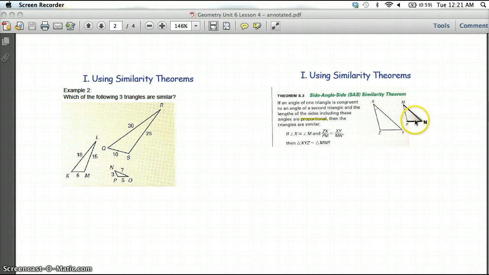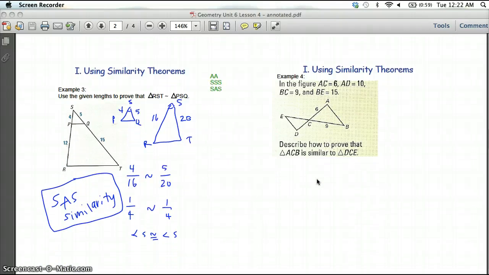sides that are proportionate. So here we have triangle XYZ is similar to triangle MNP. We would need to prove that angle X is congruent to angle M, and then that side ZX over side PM is equal to XY over XM. And if they're proportionate, then we can say that these two triangles are similar based on the side-angle-side similarity theorem. So let's do an actual example.